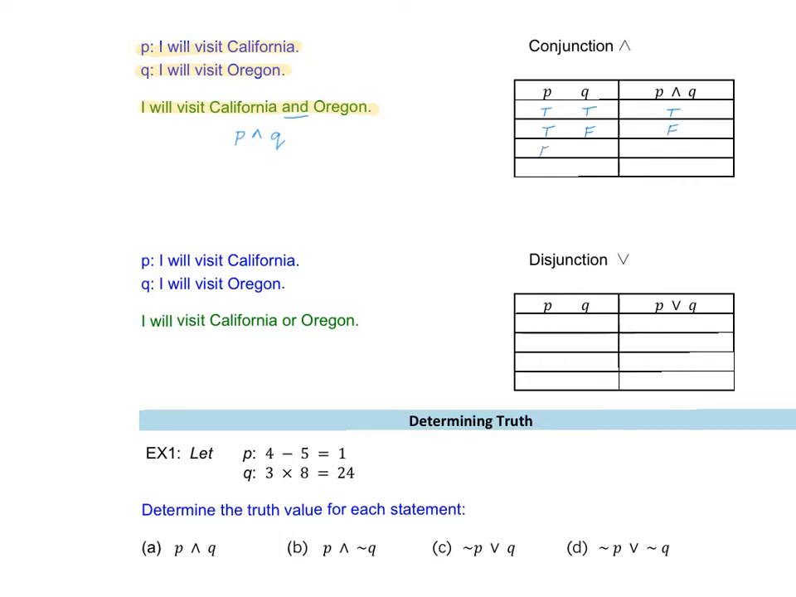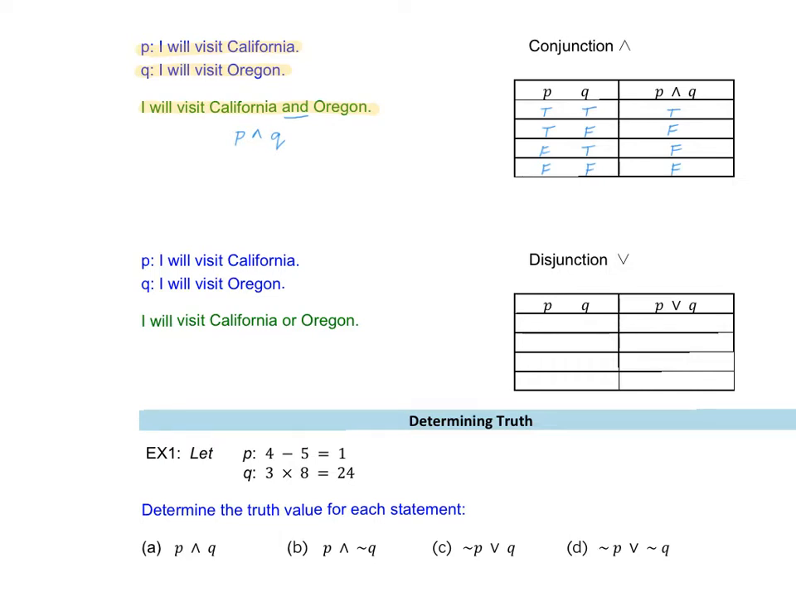Well, let's switch it around. Let's do a false, true. Let's say I'm not going to visit California, but I'm going to visit Oregon. So the statement, I will visit California and Oregon, is false. What if I have a false, false? I'm not going to visit California. I'm not going to visit Oregon. So the statement, I will visit California and Oregon, is clearly false. So I've gotten all possible combinations of true and false for my statements P and Q. And then working along the rows, that will give me the truth value for P and Q.